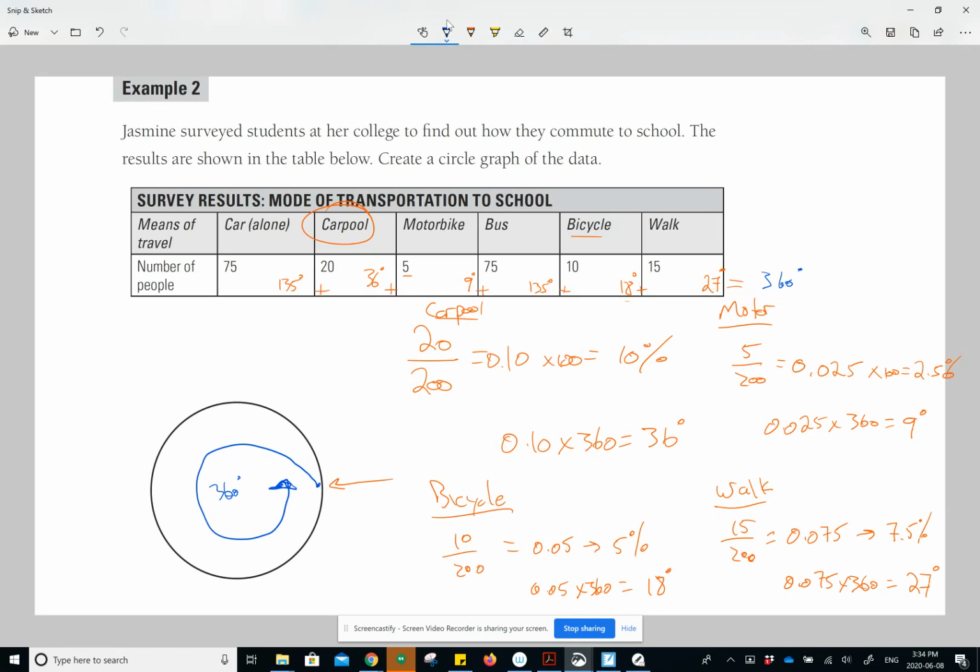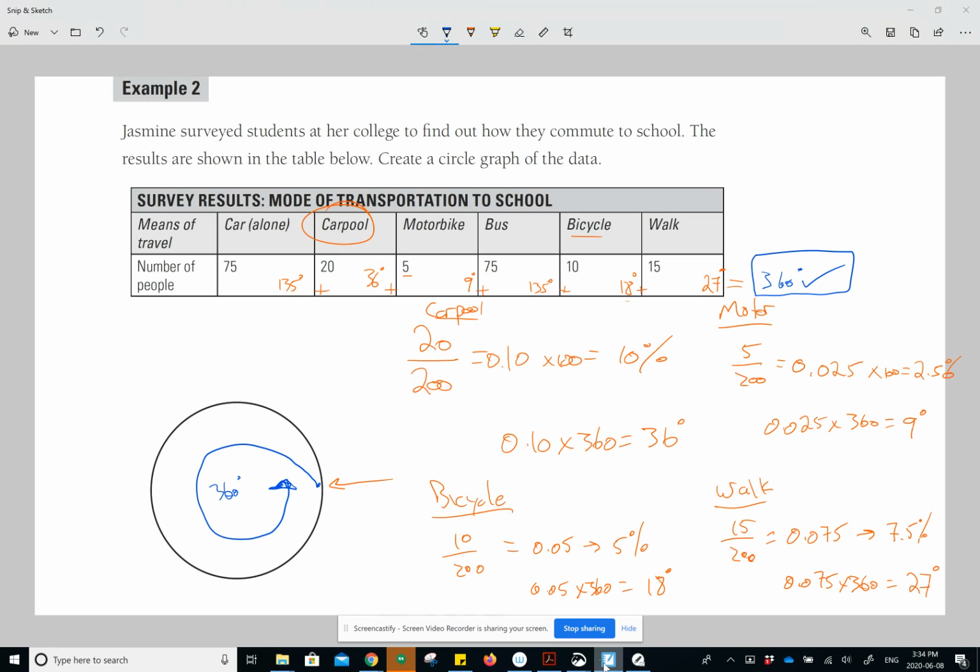So I'm going to go 135 plus 20 plus 36 plus 9 plus 135 plus 18 plus 27. Drum roll, please. Ding. They make 360 degrees. So we've done our job right.